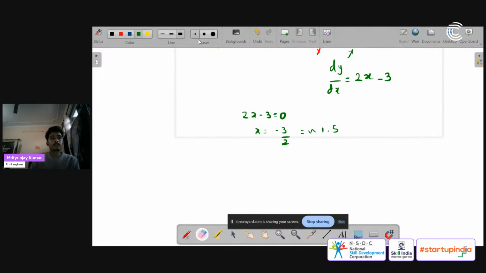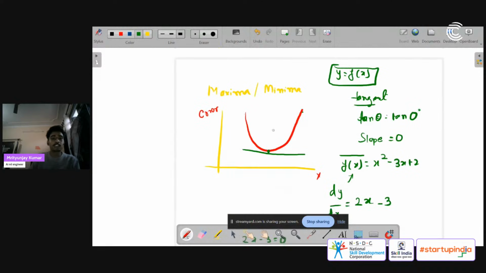Whenever our x value is 1.5, our slope will become 0 at the global minimum. It means that we have reached this point, and this is all our target to do.